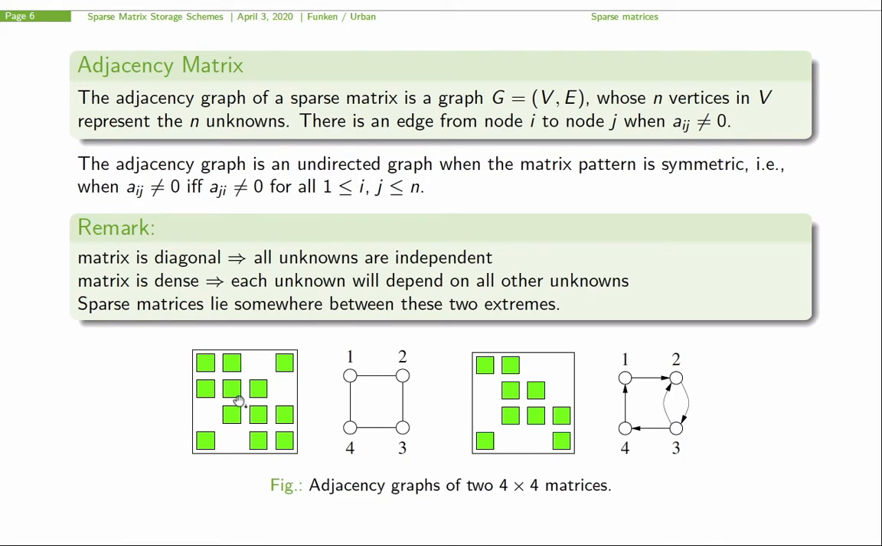Here we see the adjacency graph of a matrix where for the element Aji there's also one entry Aij, which gives an undirected graph, depicted here. And on the right, you see a graph which is directed. Let's say, for example, A41 is given here, pointing from 4 to 1, but not from 1 to 4.